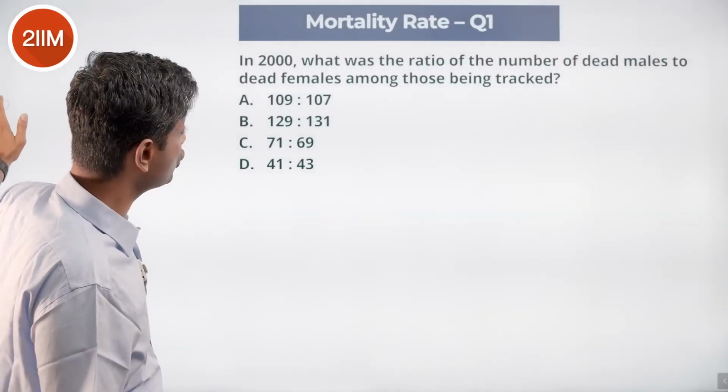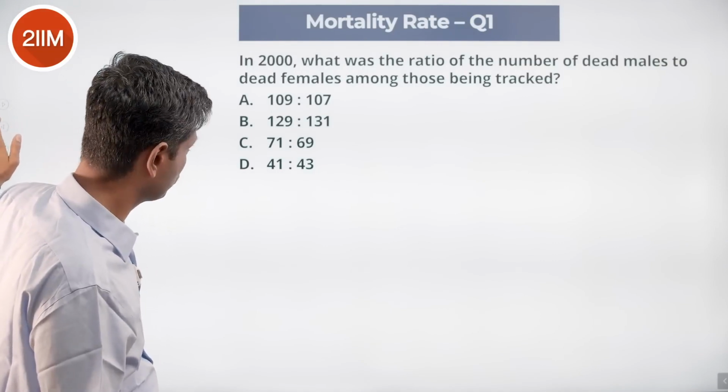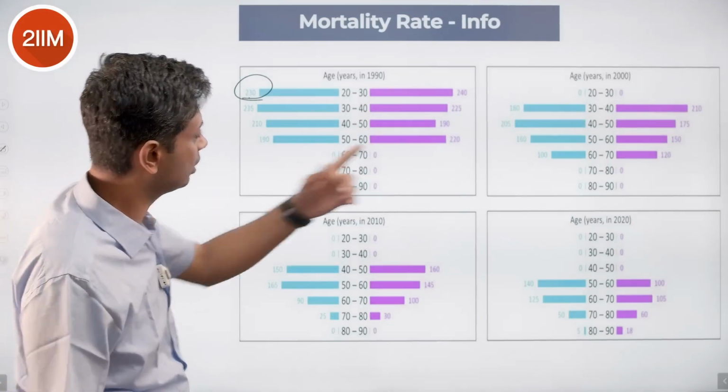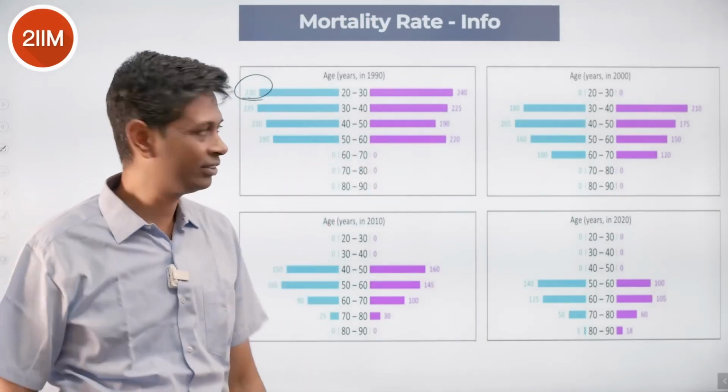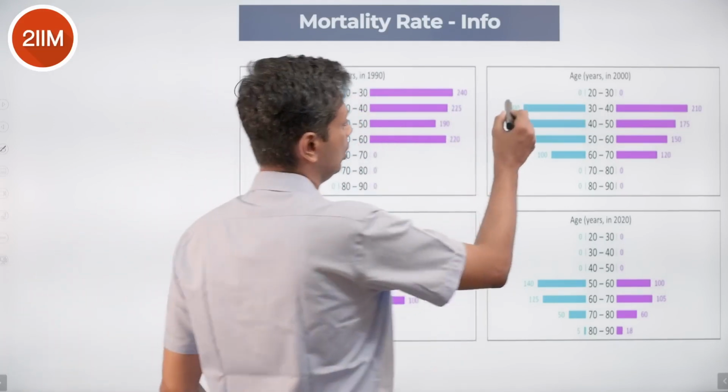In 2000, what is the ratio of number of dead males to dead females among those being tracked? 2000, that is here. Dead males to dead females. Oh, nice. These many are alive. We started with 1000. What do we do?